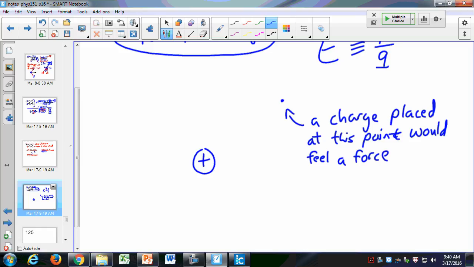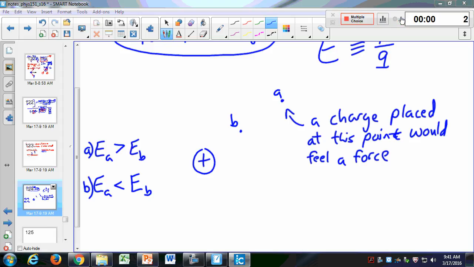Is the electric field here going to be bigger or smaller than the electric field at this point? Think about it. Let me put that in terms of a clicker question. Let's say that this is point A and this is point B. Is the electric field at point A bigger than the electric field at point B? Or is the electric field at point A smaller than the electric field at point B? Which of those is true?